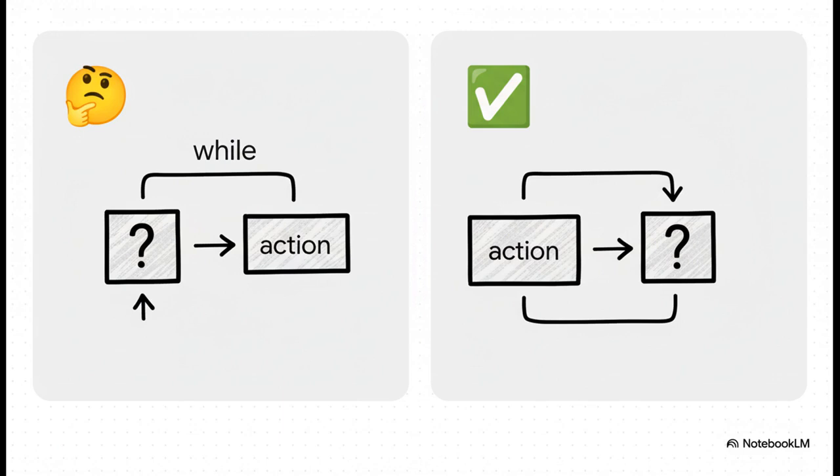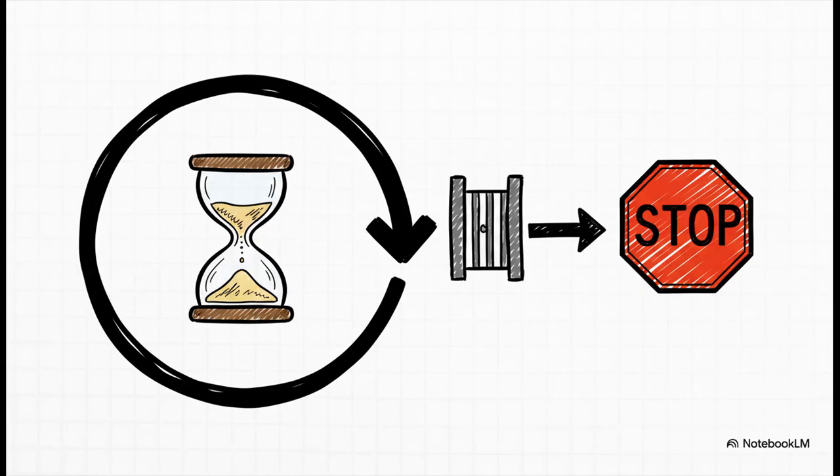A do-while loop, on the other hand, is a bit bolder. It runs the code first, and then it checks the condition. That means it is absolutely guaranteed to run at least one time. Here we've got a classic while loop.